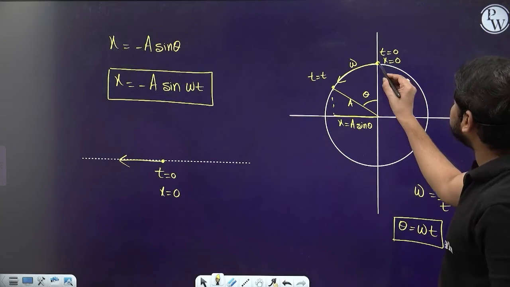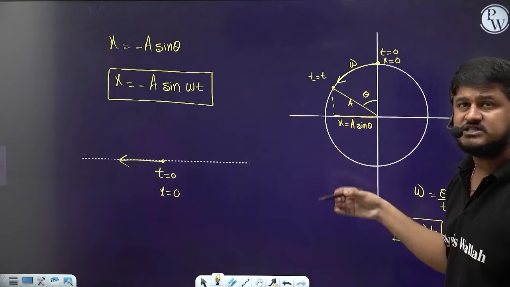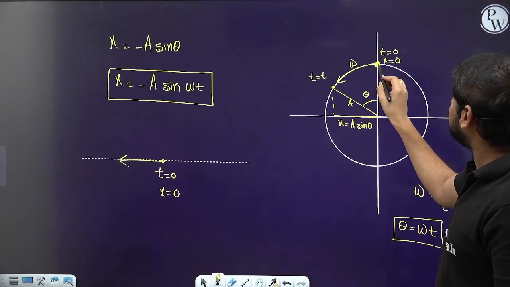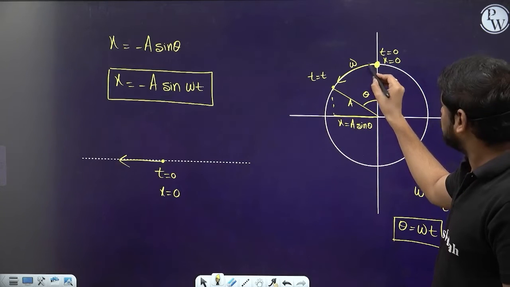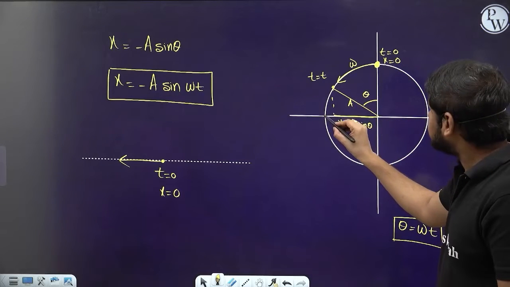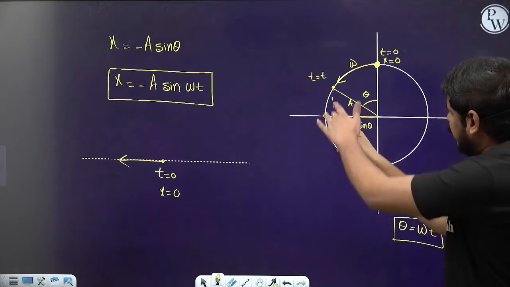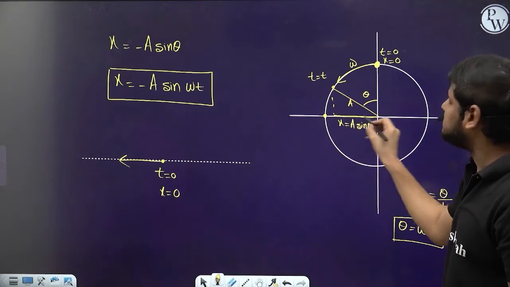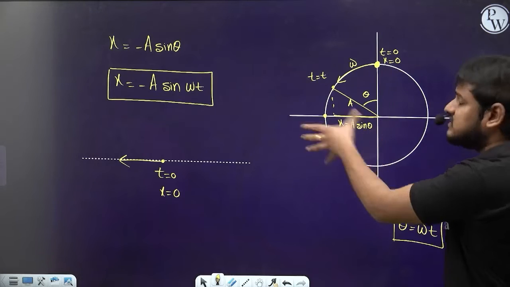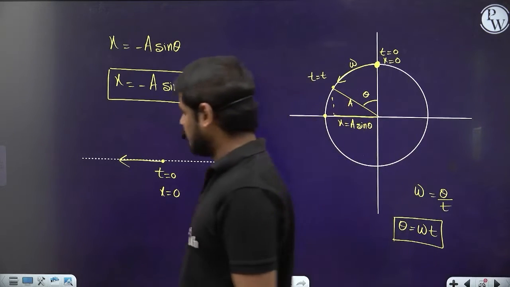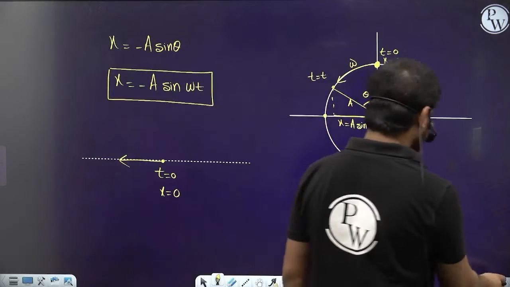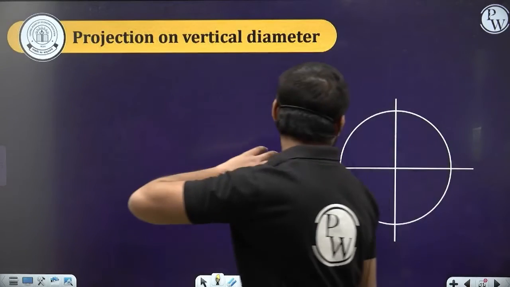Or if the particle starts from this position, you can take the reverse direction also, just for your understanding I discussed. The particle might start from here, or it can start at t equals 0 in the anti-clockwise direction. After some time it might reach here, and you can take the horizontal projection. So again you will get some other equation of the S.H.M. Understanding clear, everyone? So now the same thing you can do for the vertical diameter also.